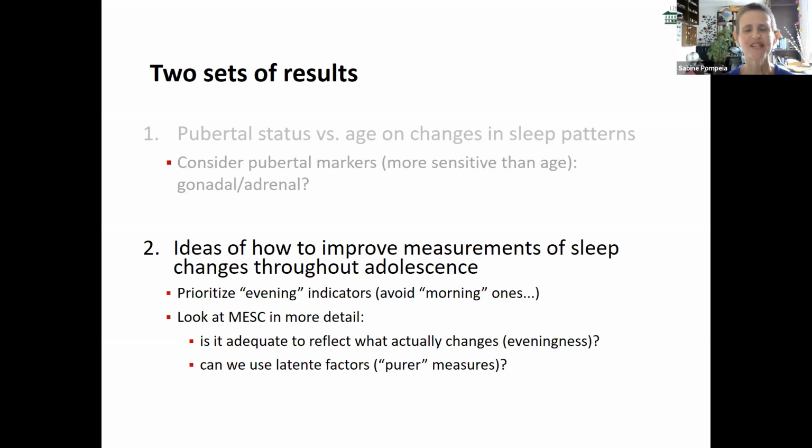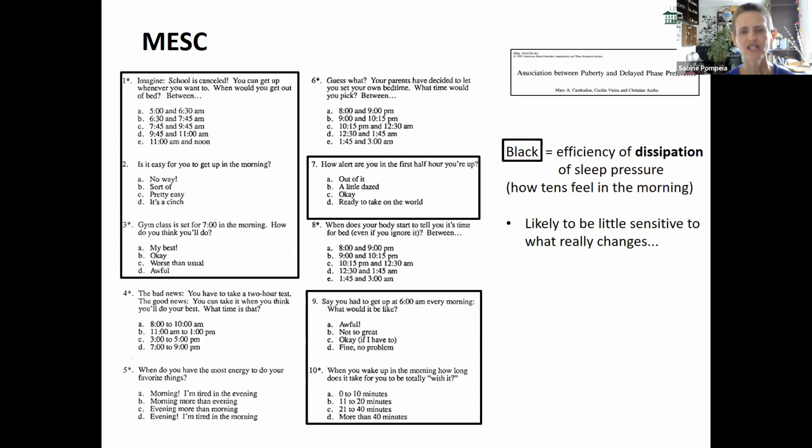So when we look at the MESC, we see that 6 out of 10 questions inquire about how teenagers feel in the morning. So we wouldn't expect this to really change throughout adolescence, and this makes this scale possibly not so sensitive to what's really going on here. Maybe that's why we have such small effect sizes.